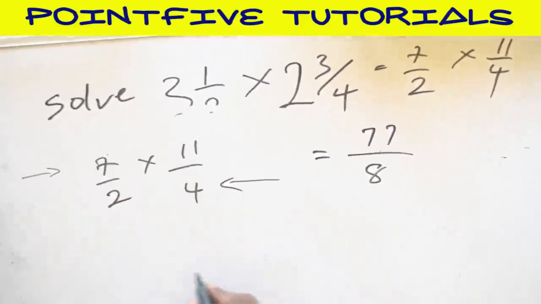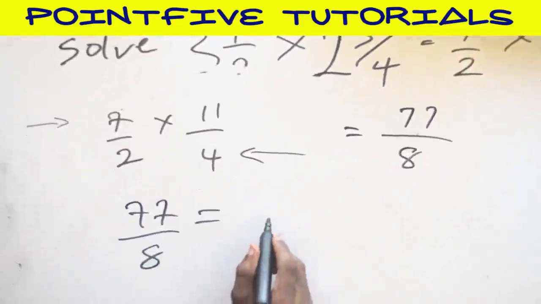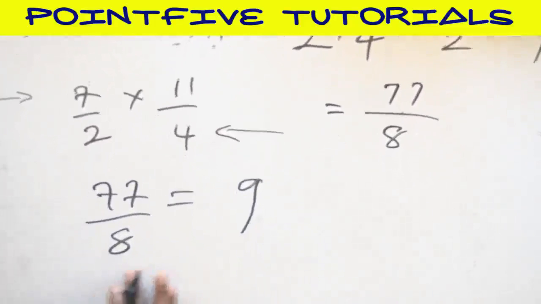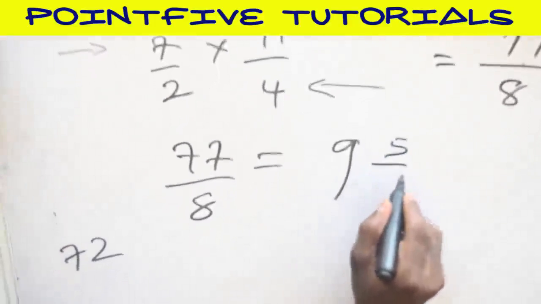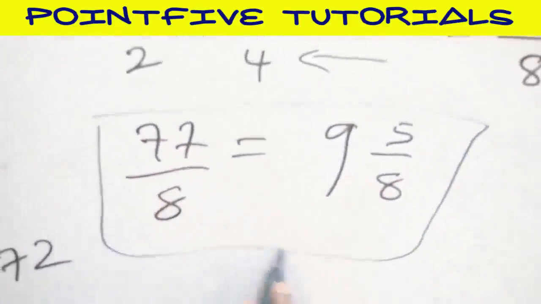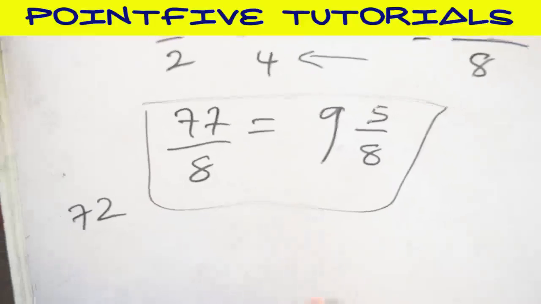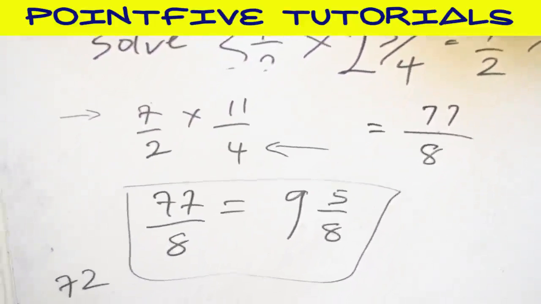And if you convert this to a mixed fraction, it is supposed to give you 9 whole number, because 9 times 8 is 72. It's supposed to be 9 whole number 5 all over 8. So these two are the same. If you leave your answer as an improper fraction, it is right. You can also leave it as a mixed fraction, no issues.